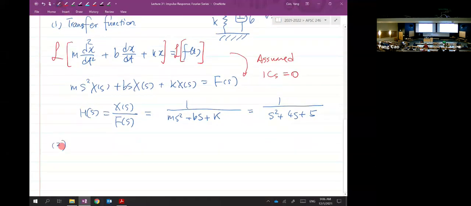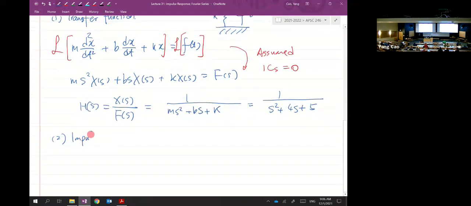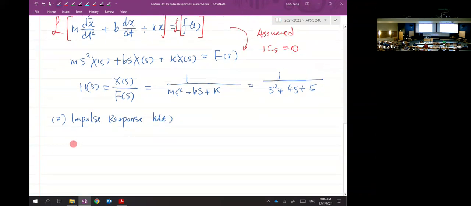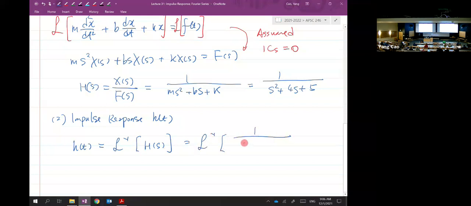It should be pretty simple. The second part is to get the impulse response, h of t. As we just reviewed, if you're looking for the impulse response, it's simply the inverse Laplace transform of this transfer function. So we're looking at the inverse Laplace transform of this function.